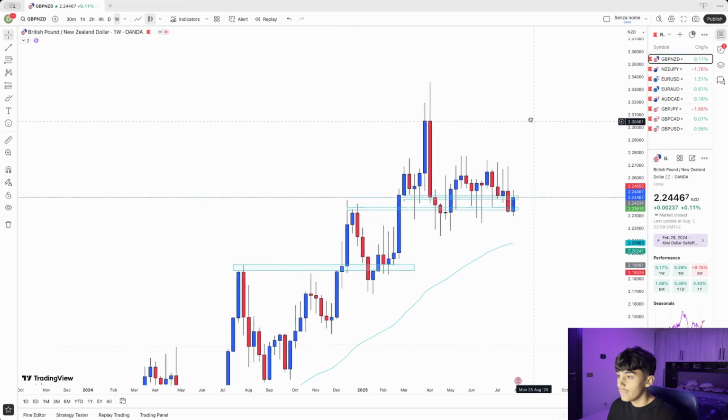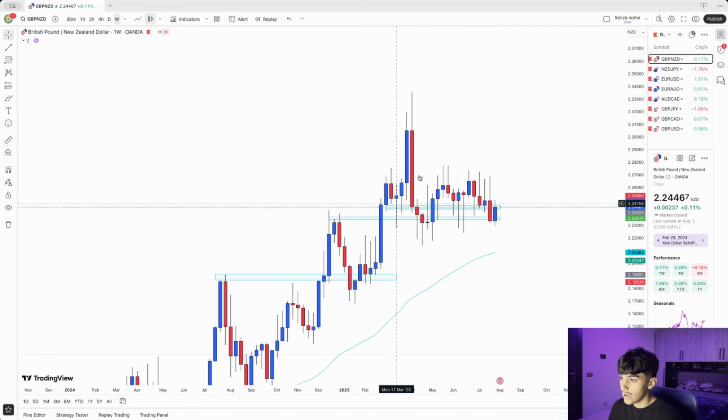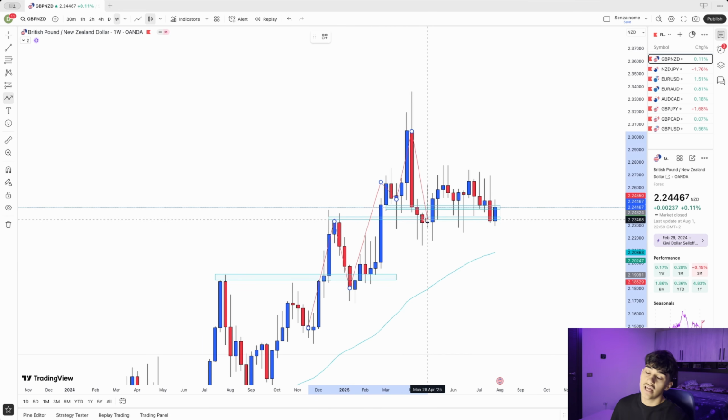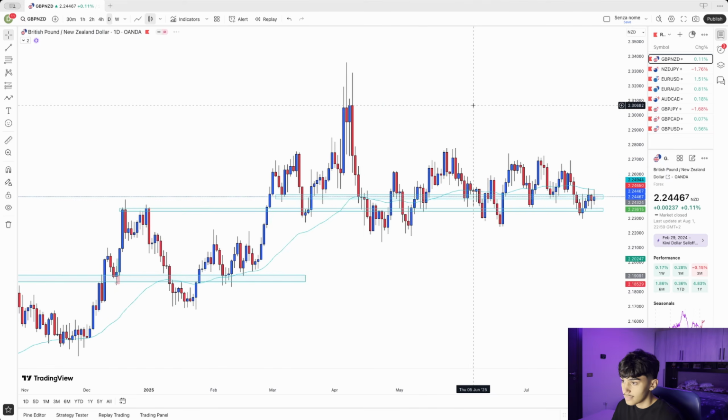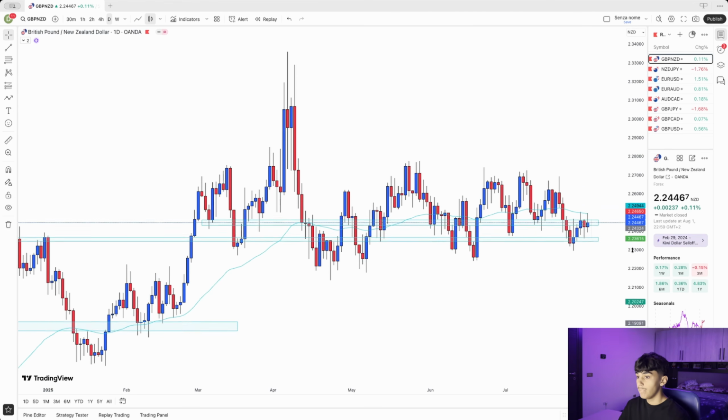GBP NZD guys, on the weekly time frame, as you can see, we are definitely bearish. Why is that? Because we were creating higher highs and higher lows, so we were bullish. A new higher high, this was the higher low, we body closed under the higher low, so now this time frame here is bearish. So weekly time frame is bearish, the daily time frame is it bearish or bullish?